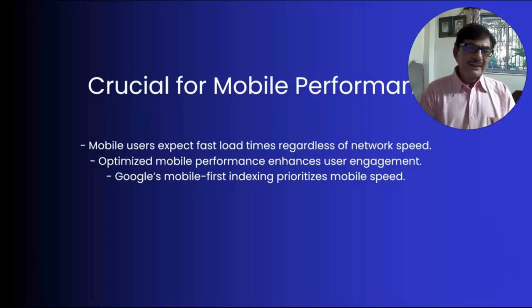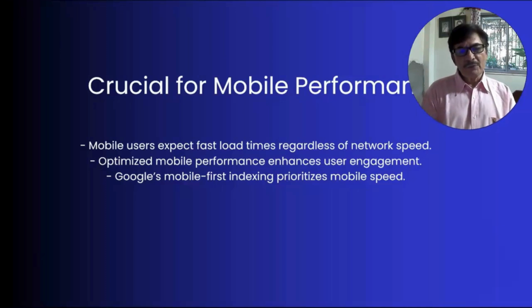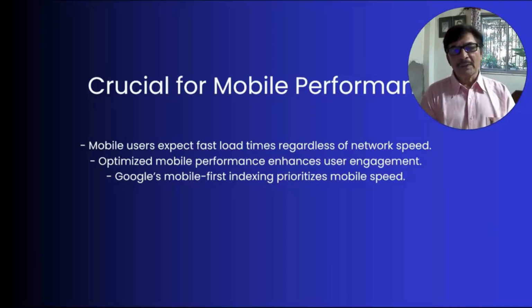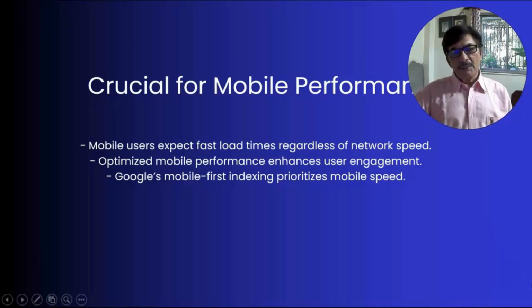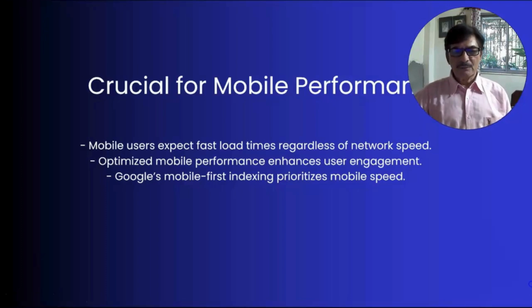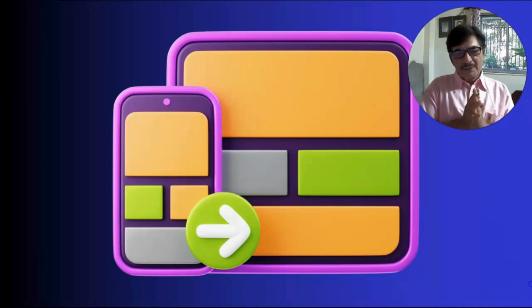Mobile users expect fast load times regardless of network speed. Optimized mobile performance enhances user engagement. Google's mobile first indexing prioritizes mobile speed. This is the clear mobile performance. This picture shows how clear the performance of mobile should be exactly.